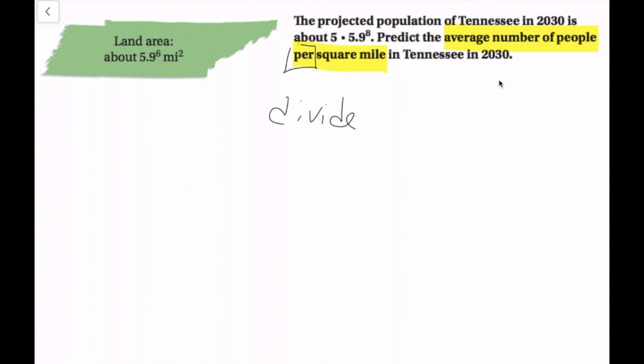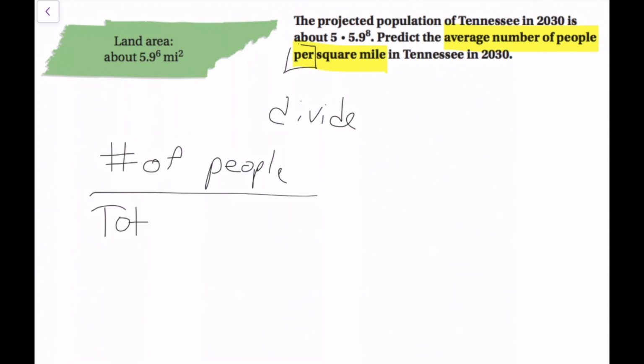Okay, so we're going to divide the number of people by how many square miles they have. So we know that we need to do the number of people divided by the total square miles, and this will give us our answer. And when I say number of people, I mean total number of people, so I'm going to write that in really quick.